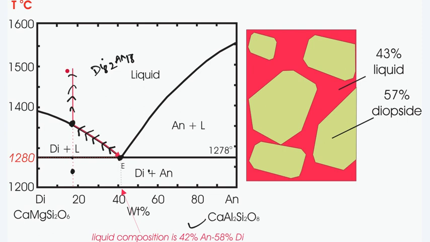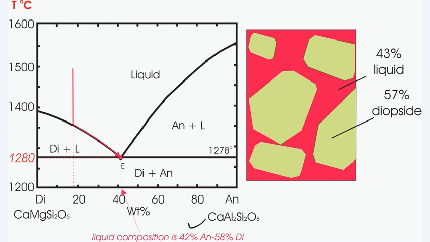Now if fractional melting occurs, fractional melting means the amount of melt that forms is removed from the system. So when at this point the melt is 43% liquid and only 57% diopside, if you remove all the 43% of liquid, you will be left with only diopside.